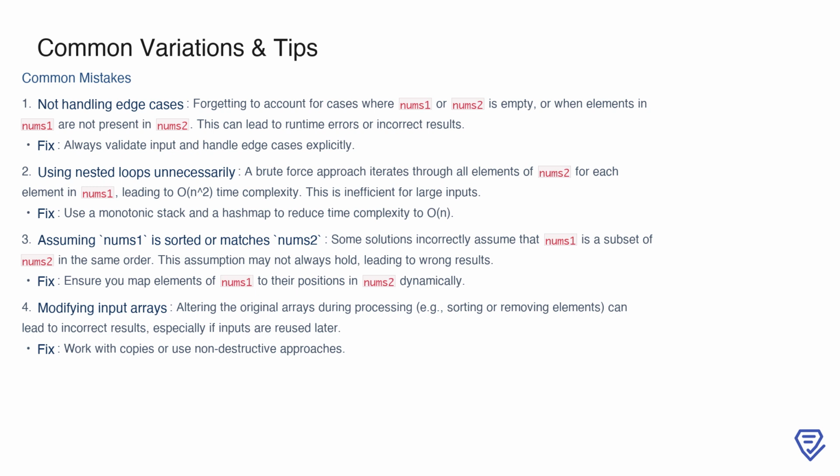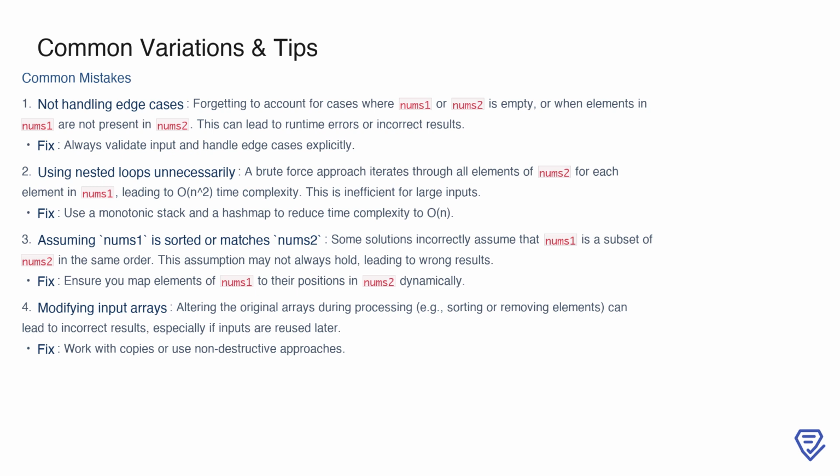Another mistake is relying on nested loops unnecessarily. A brute force approach that iterates through all elements of nums2 for each element in nums1 can result in O(n squared) time complexity, which is inefficient for larger inputs. Instead, you can use a monotonic stack combined with a hash map to achieve O(n) time complexity.